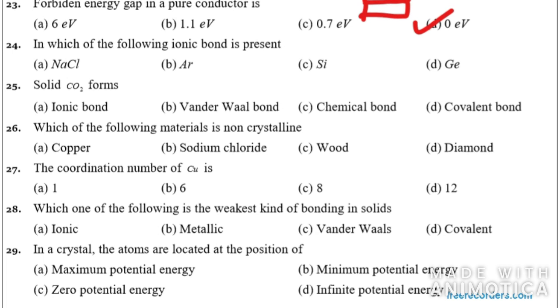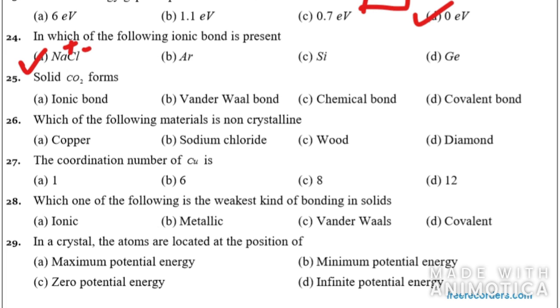Then moving on to 24, in which of the following is ionic bond present? It is NaCl, Na plus and Cl minus. So that's ionic bonding. Solid CO2 forms: ionic bonding, van der Waals bond, chemical bond, covalent bond. So the right option in this case is covalent bonding.